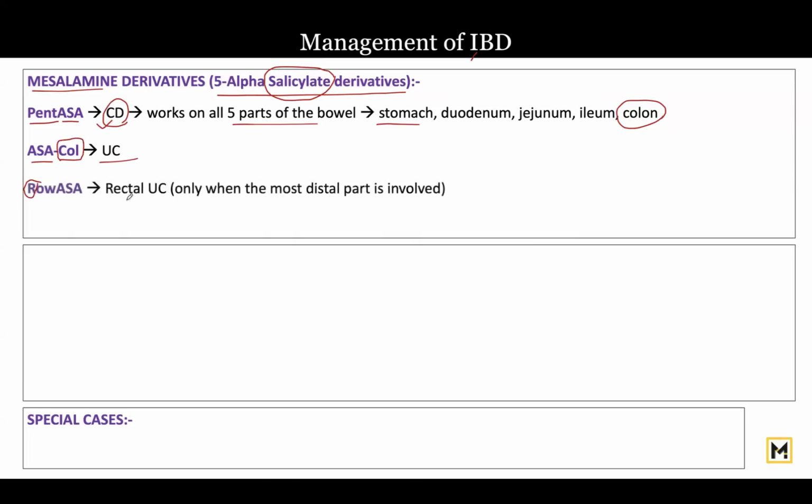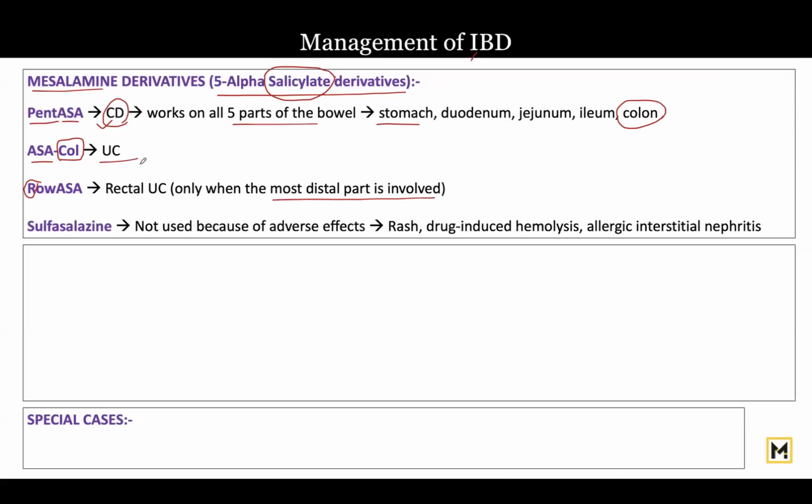Where is it involved? It's involved in ulcerative colitis. So you use Rowasa only if the most distal part is involved. You don't use it if the sigmoid or the transverse colon is involved. You use Rowasa only for rectal ulcerative colitis. Sulfasalazine was another sulfa drug that was being used, but it's not used because of too many side effects.